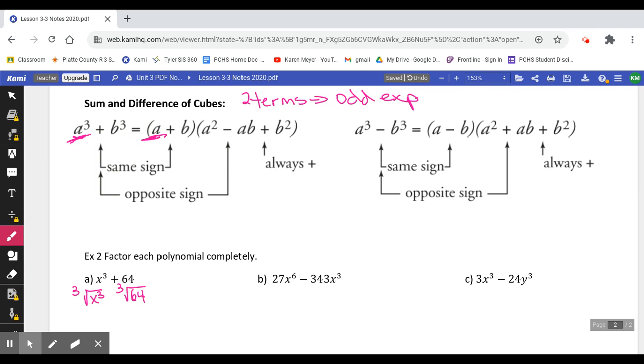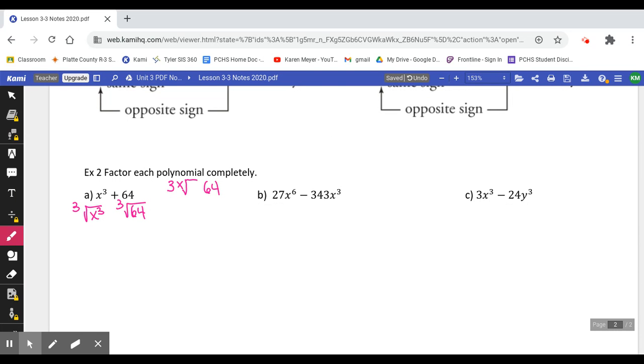Now, how do you type that in on your calculator? You want to type in 3 first, and then use the X root button. Don't use the normal square root button. You have to use the X root button. And then you type in 64, and hopefully it tells you the answer is 4. The cube root of x to the third, those just cancel out, and that gives me x. So wherever you see an a in your formula, you plug in x, and wherever you see a b, you plug in 4.